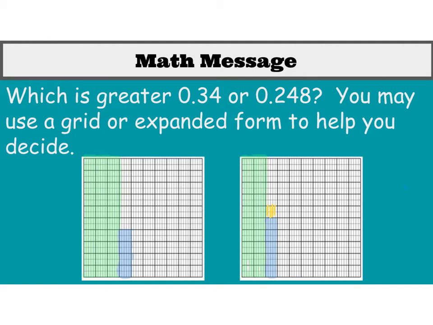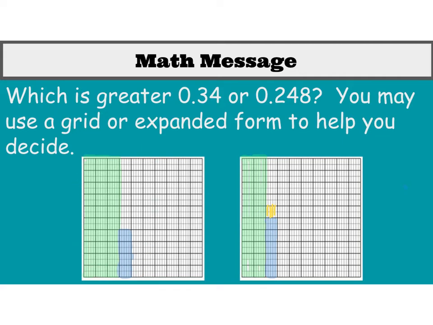So as you can see, I have used the grid, and the first one I shaded in 3 tenths because we had 3 in the tenths place here. And I shaded in 1, 2, 3, 4 for the hundredths. And this is what it looks like.